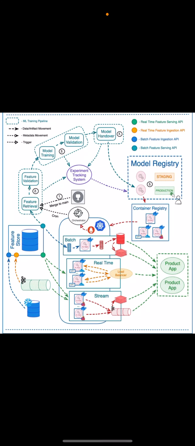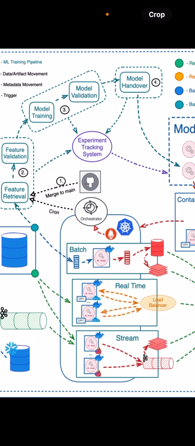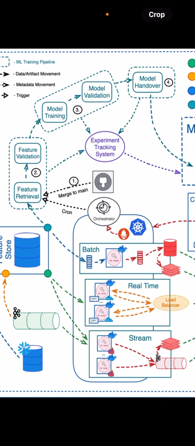So if you see that image, you will get to know what's happening. On the left side, in the upper corner, you will see the experiment tracking system. Here we are doing feature retrieval, then feature validation, then model training, then model validation, then model handover and all those things. And at the last, once all that is done, we keep the model in the model registry. So it's the fifth stage.